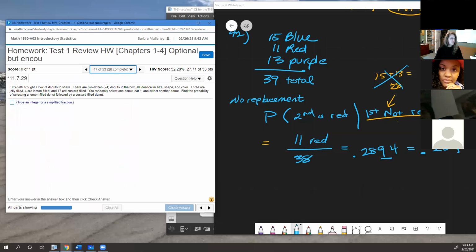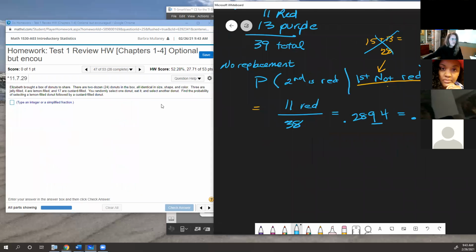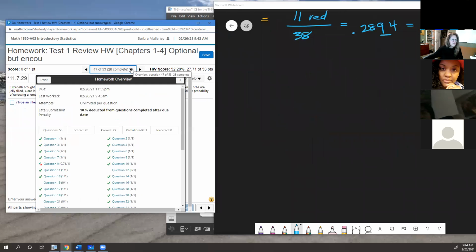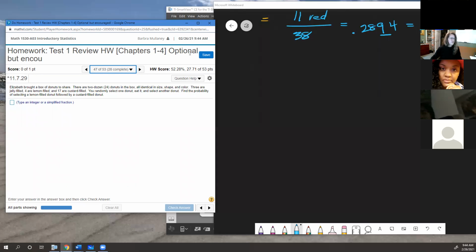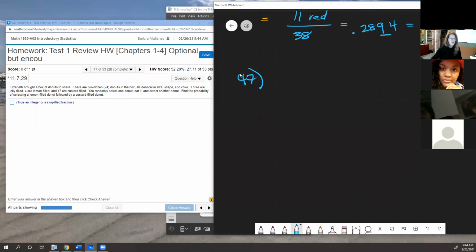This one is Elizabeth brought a box of donuts. This is find the probability selecting a lemon followed by a custard. All right, we want to do this one or a different kind of problem? Yeah, because I messed up on this on the quiz. Okay, so this is number 47. So we have 24 donuts in the box, and 3 are jelly, 4 lemon and 17 custard.